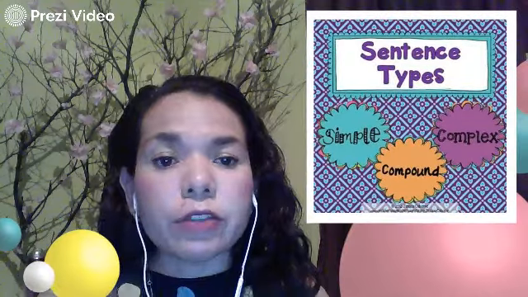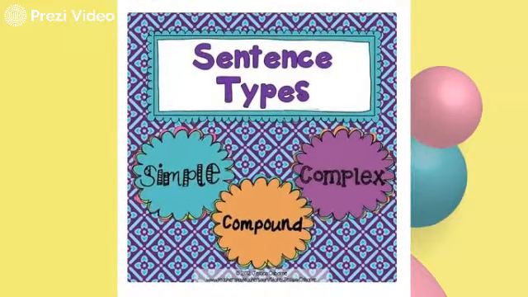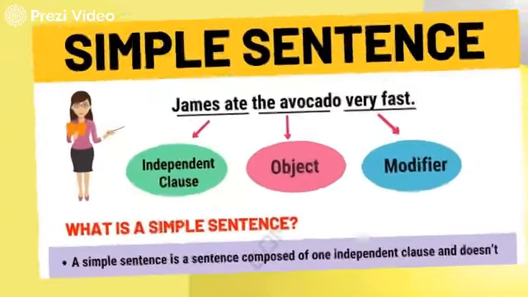Now that we understood what a sentence is, let's see the types of sentences that exist. There are three types of sentences. We have the simple sentence, the compound sentence, and the complex sentence. First, let's start by learning what a simple sentence is.